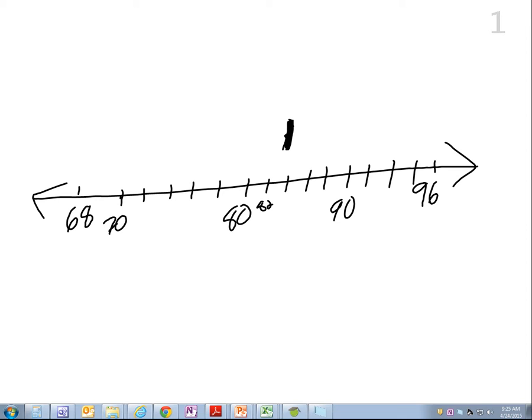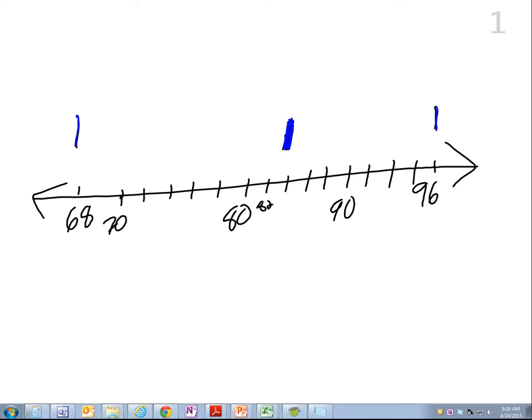And what is the highest number? 96. So I'm going to draw a line at 96. My lowest number is 68, as you told me earlier. Now we need to find out how far that box goes.